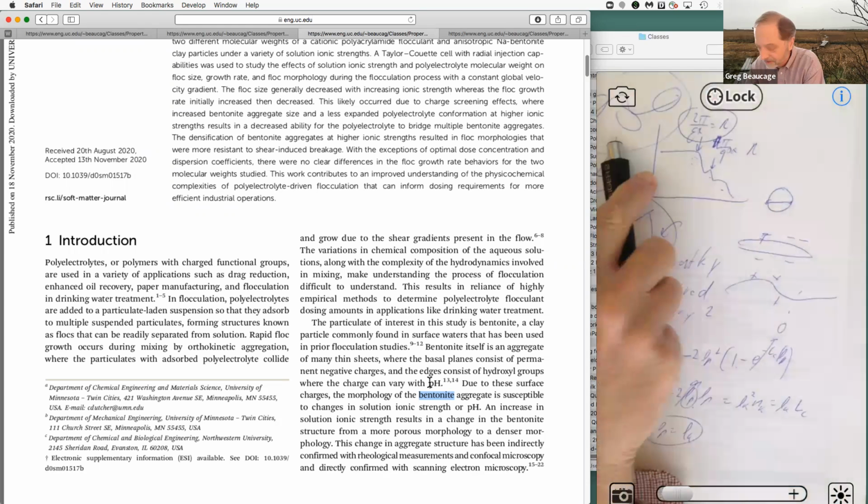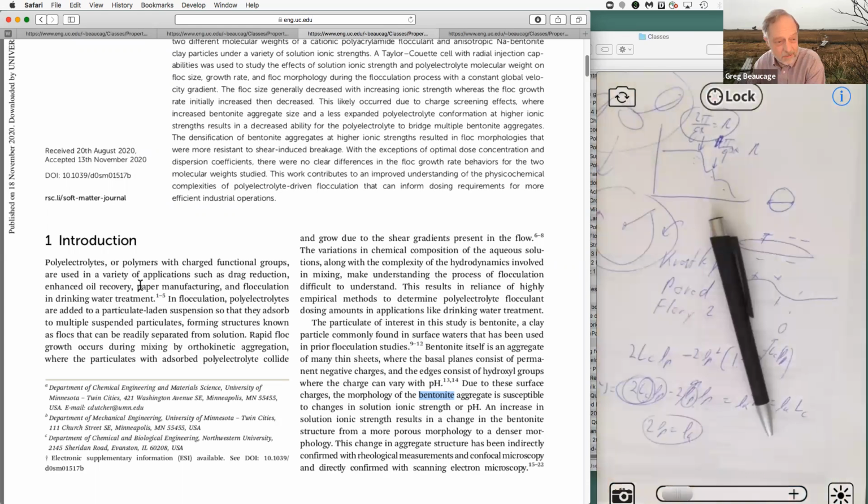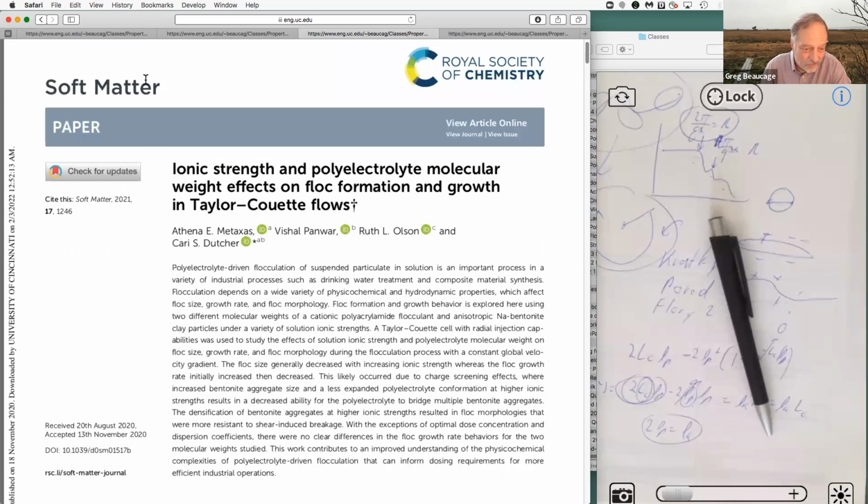He mentions where it's used: paper manufacturing, as Josh knows, and enhanced oil recovery. I don't know, somehow you put it into a fracking well, drag reduction, drinking water treatment. Right. So that kind of thing where they're doing the spheres, this is a real application of it, more or less, even though it's in Soft Matter, which is kind of a sciencey journal.